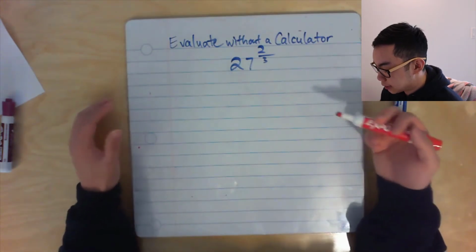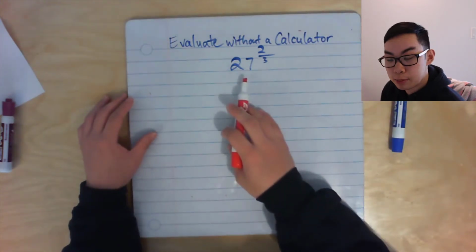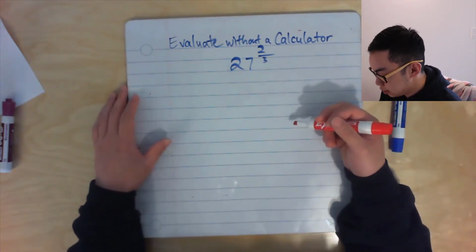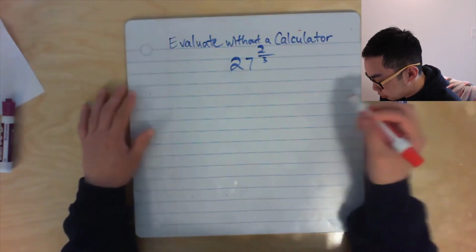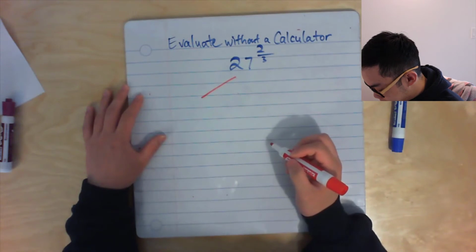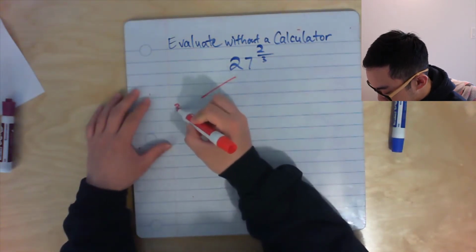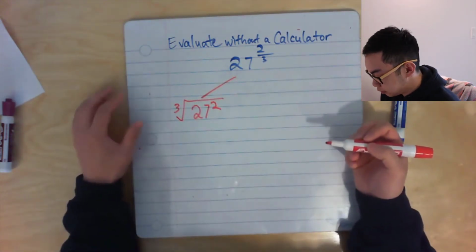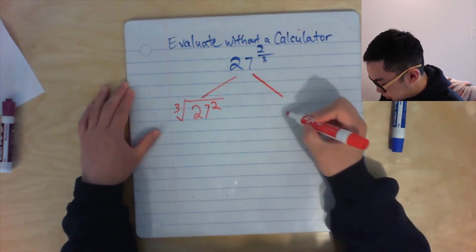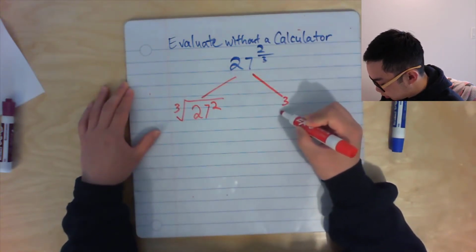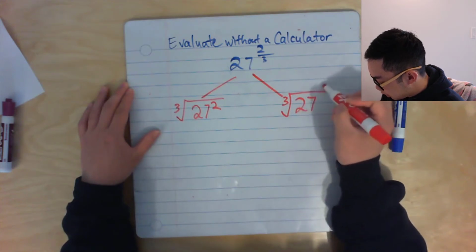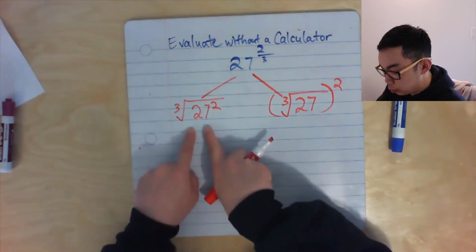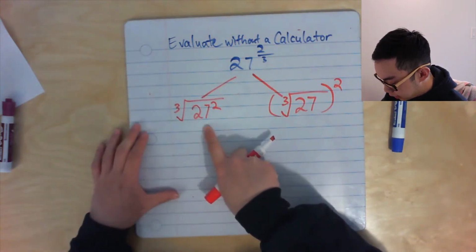So this example is asking us to evaluate this exponent without a calculator. And it turns out there are actually 2 different ways we can approach this question, and I'm going to talk about them both. So the first way is to write this as the third root of 27 squared using our definitions. Or we can do this by doing the third root of 27 and then square all of that. Okay?